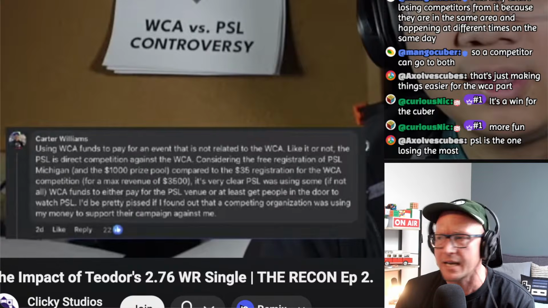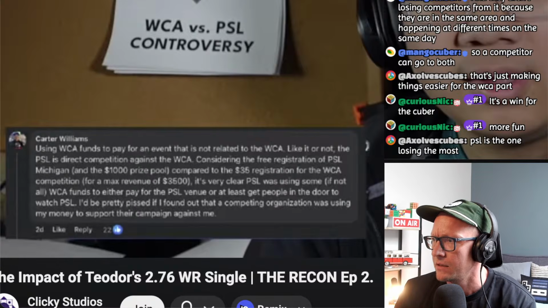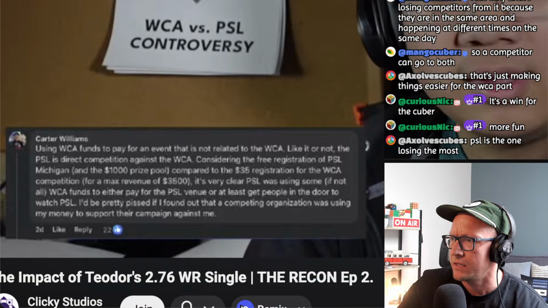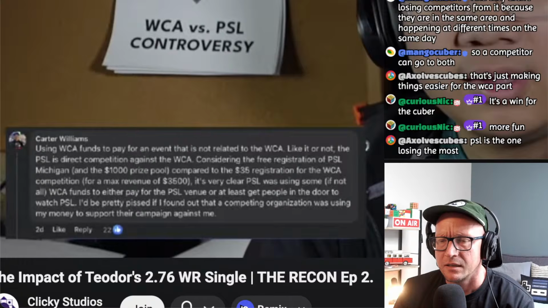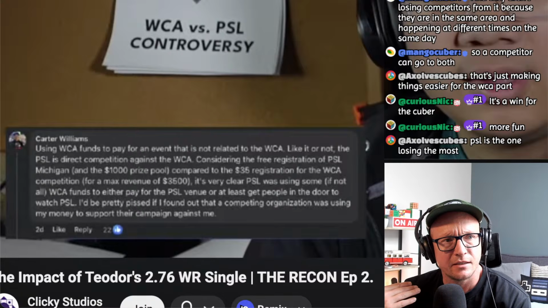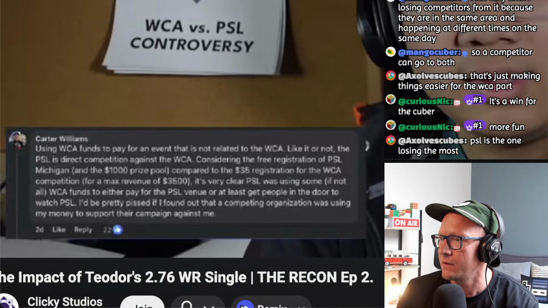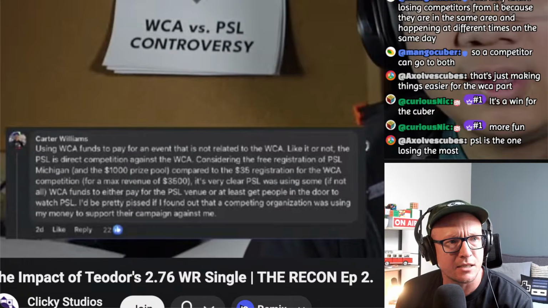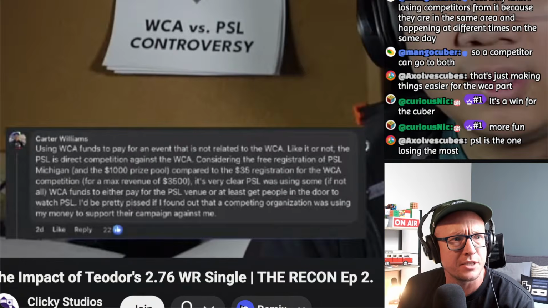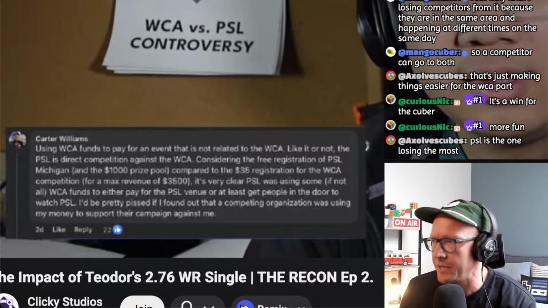have we got this idea that the PSL is somehow screwing the WCA out of money? Like, am I missing something? Or is that a complete invention? "It's very clear PSL was using some, if not all, WCA funds to either pay for the PSL venue or at least get people in the door."